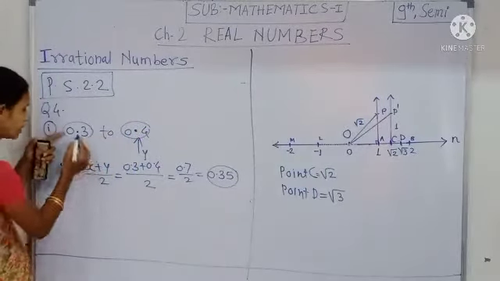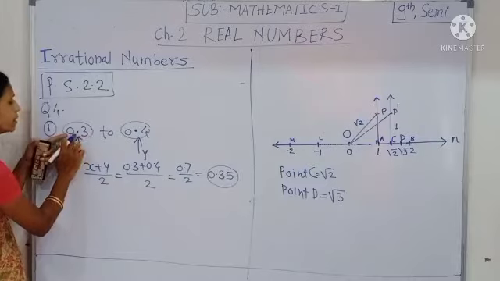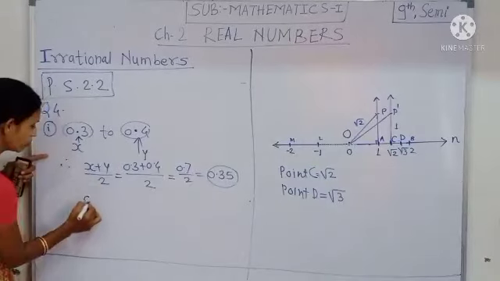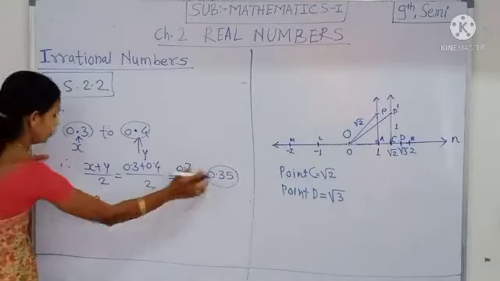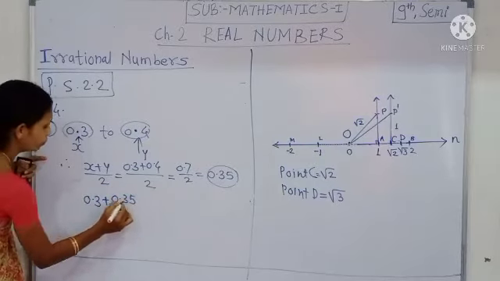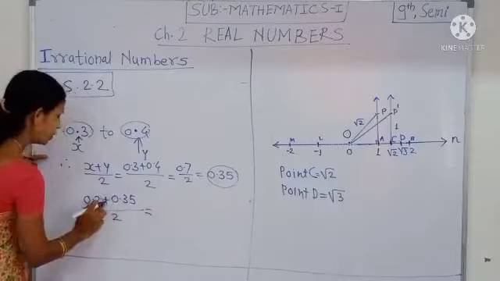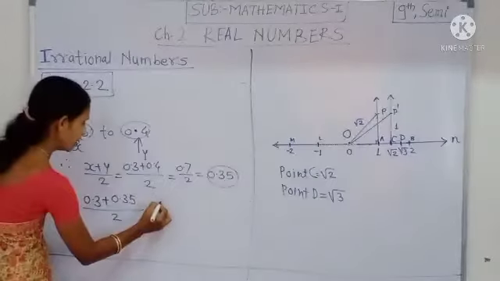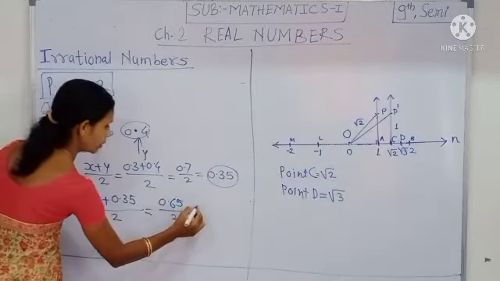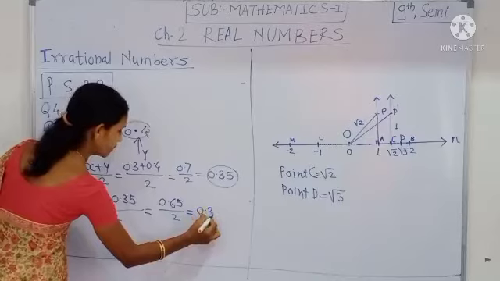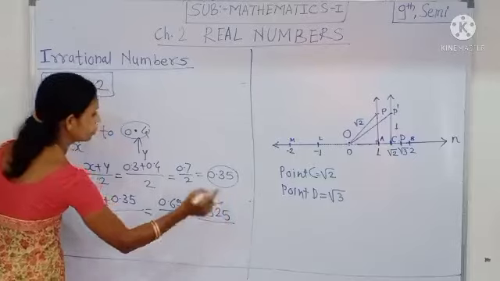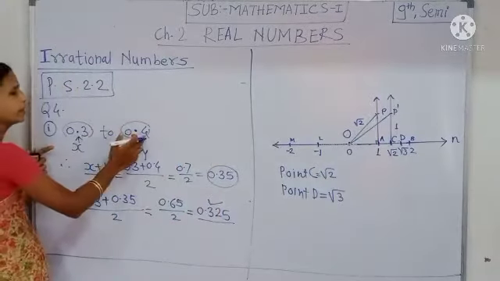Similarly, to get one more rational number, we now consider 0.3 as x and 0.35 as y. Therefore, taking the average of 0.3 and 0.35, that is (0.3 plus 0.35) upon 2, we get 0.65 upon 2, and therefore here 0.325. 0.325 is one of the rational numbers that lies between 0.3 and 0.4.